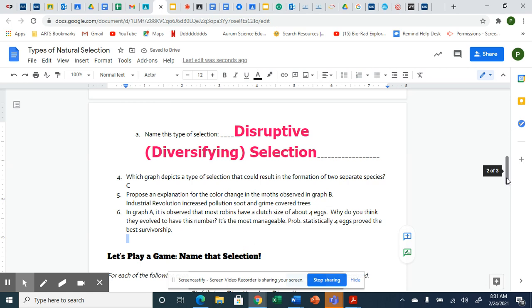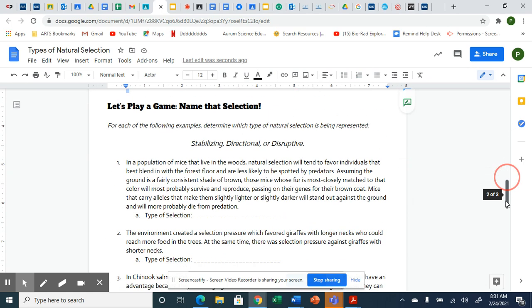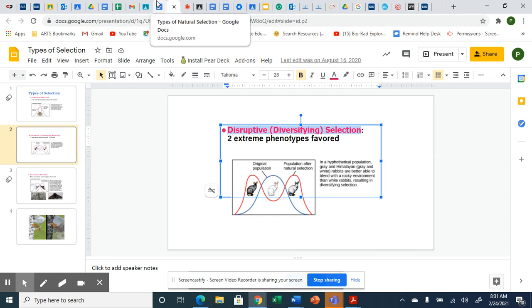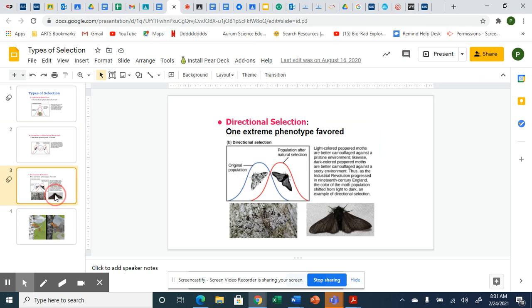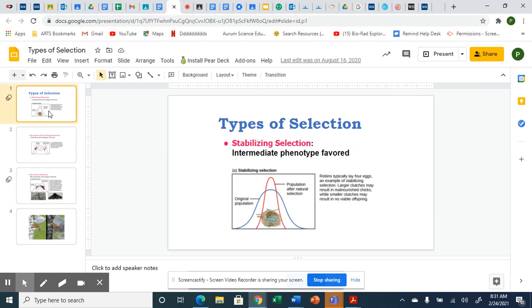All right. So then we move down and we just have to say, is it stabilizing, directional, or disruptive? So let's look at these pictures again. Disruptive is the bunnies. Directional is our moths, and stable is the robins.